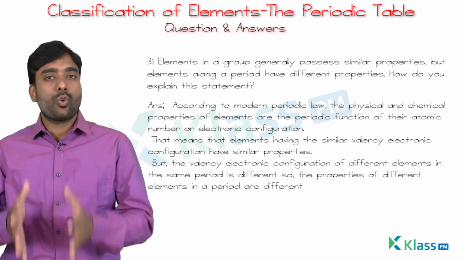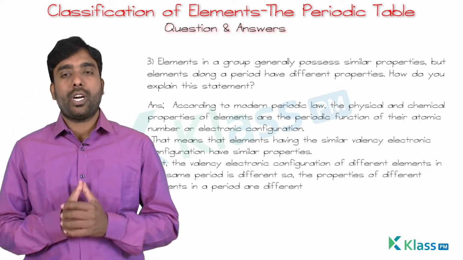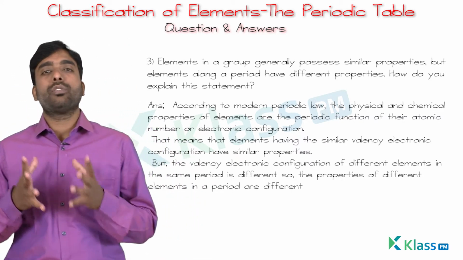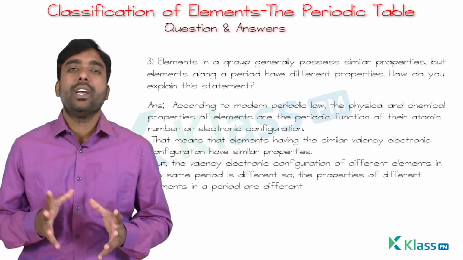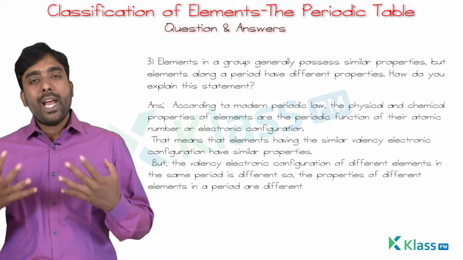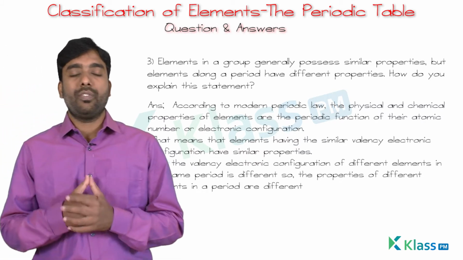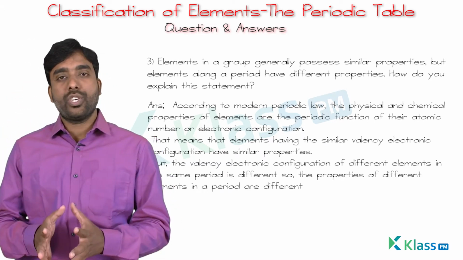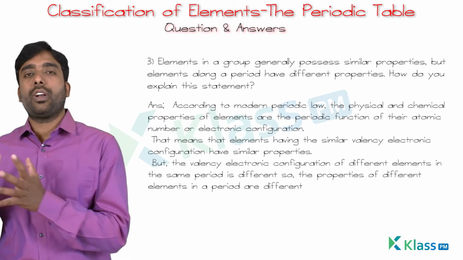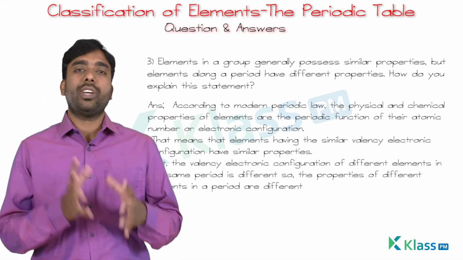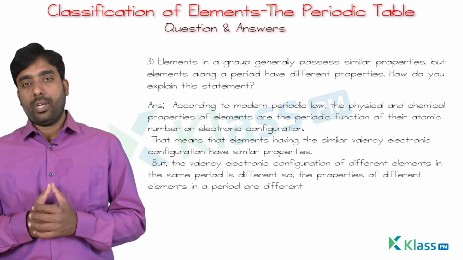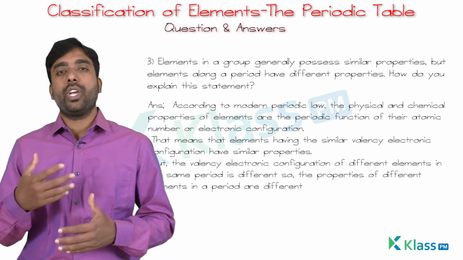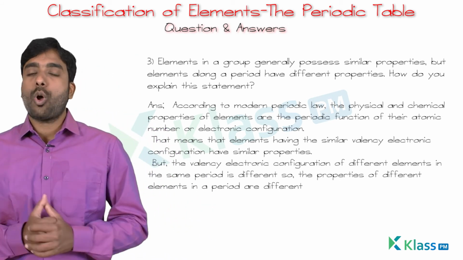The elements in a group have similar valence electronic configuration, that's why they have similar properties. But when it comes to periods, they do not have similar valence electronic configuration, that's why they have different properties. Why do elements with similar valence electronic configuration have similar properties? Because in a chemical change, the valence electrons have the role, but not the inner electrons, neutrons or protons. That's why only the valence electrons play the key role in a chemical change, and they decide the properties of an element.